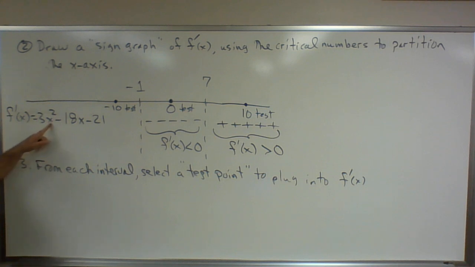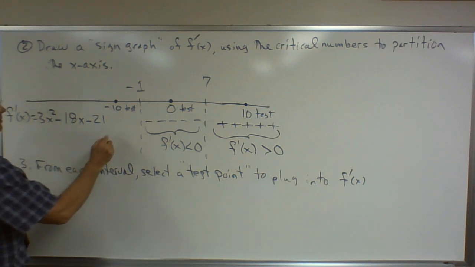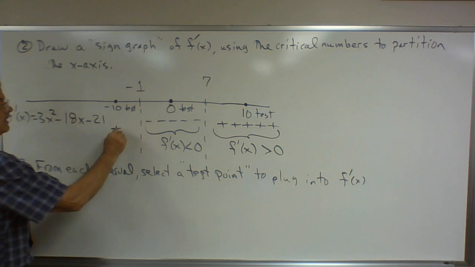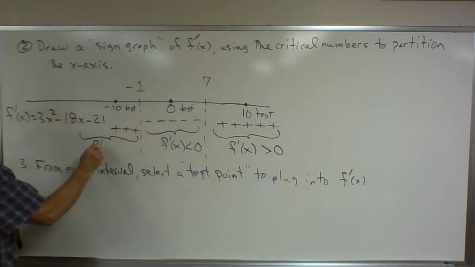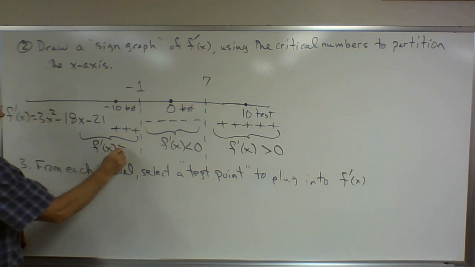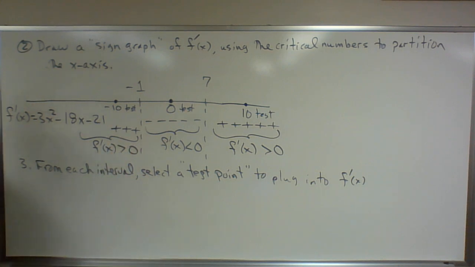-10 squared is 100, so this is 300. Minus a -180, so that's 480 minus 29 is what? 459 or something like that. Whatever it is, it's positive, and that's the important point. Derivative greater than 0. Okay.